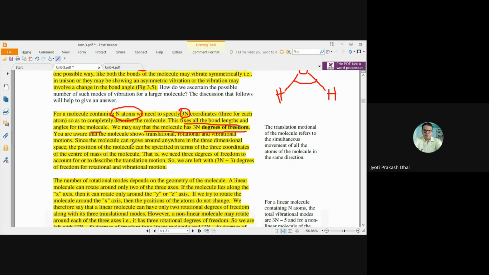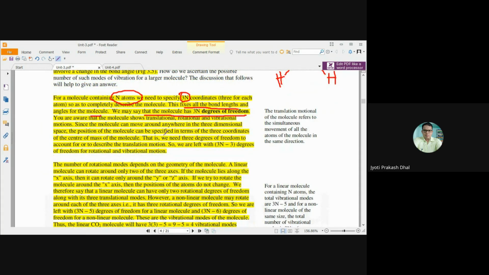So, if the molecule contains n atoms, the total number of degrees of freedom will be 3n. And again, we know that the total degrees of freedom of a molecule is the translational degrees of freedom plus rotational degrees of freedom plus vibrational degrees of freedom. In three-dimensional space, the position of a molecule can be specified in terms of three coordinates, and hence the translational degrees of freedom will be 3, one along the x-axis, another along the y-axis and another along the z-axis. So the total number of translational degrees of freedom for any type of molecule will be 3.